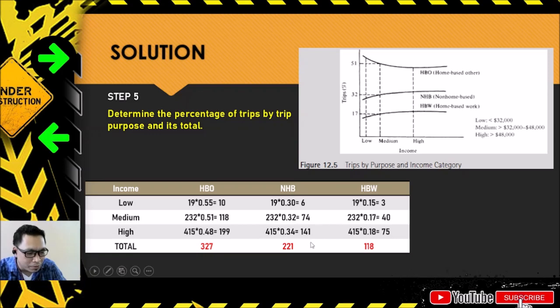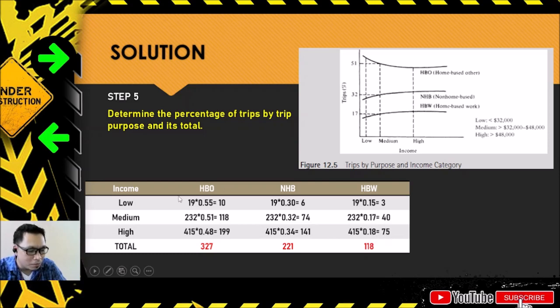Now for non-home-based, we have 415 multiplied by, it is above 32, so around 0.34. So 415 times 0.34 is equal to 141. Then 415 multiplied by, our home-based work is above 17, so around 18. So 415 times 0.18 is equal to 75.